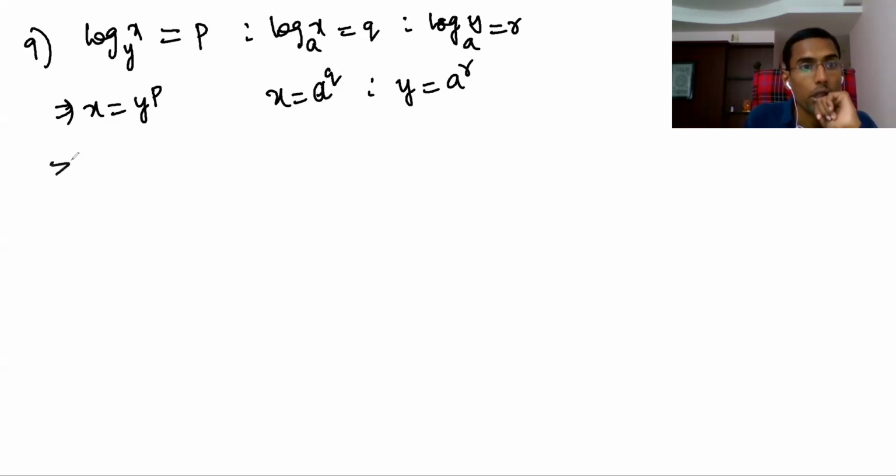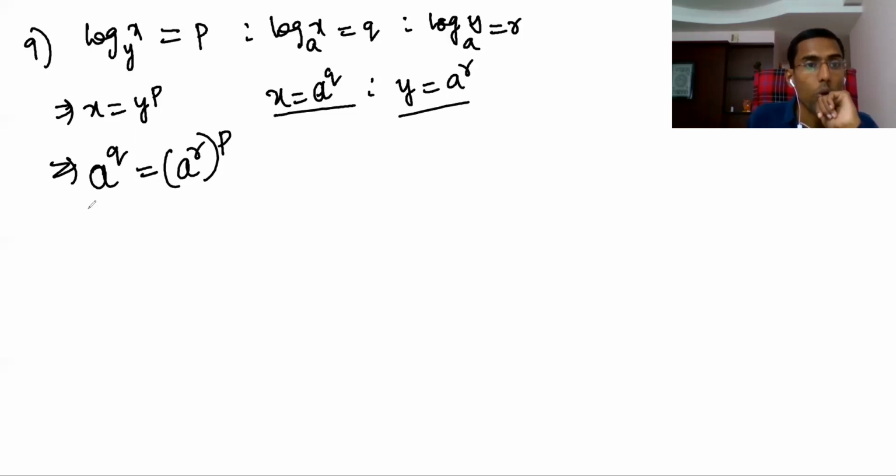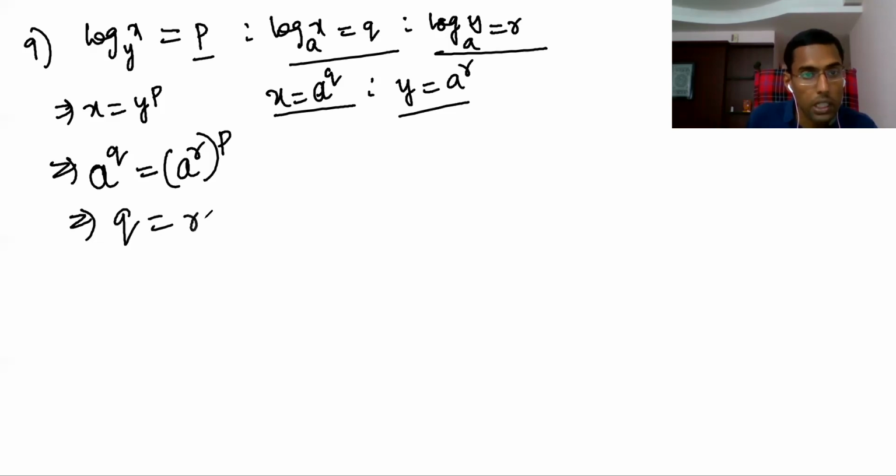Here you substitute this. X equal to a to the power of q, and y is a to the power of r, to the power of p. X and y I substituted. This one I took p, this I took q, this I took r, like the previous one. So q equals rp. That implies p equals q by r. What is p?